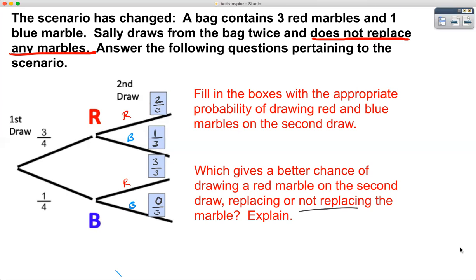All we care about right now is that second draw. And which one gives us a better chance of drawing a red marble on the second draw? Not replacing the marble. And you can further prove this by looking back at the previous slide when we were looking at the tree diagram that was replacing the marble. Okay, we are going to keep moving. We have one more scenario to look at, so here we go.